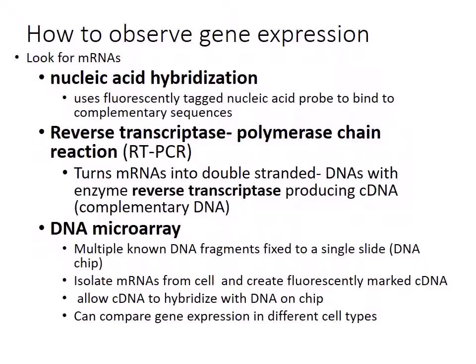DNA microarray is another way we can look at gene expression. In this case, you're going to have multiple known DNA fragments that are fixed to a single slide. Sometimes this is called a DNA chip or a gene chip. So then you're going to isolate mRNAs from a cell of interest and create fluorescently marked cDNA, and then you're going to allow the cDNA to hybridize with the DNA on the chip. And you can compare gene expression in different cell types by marking them with different fluorescent labels.